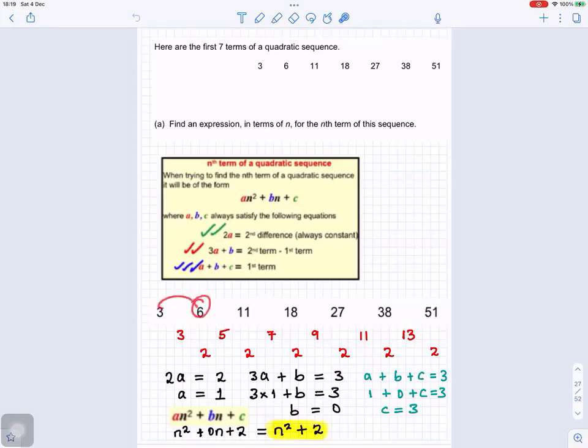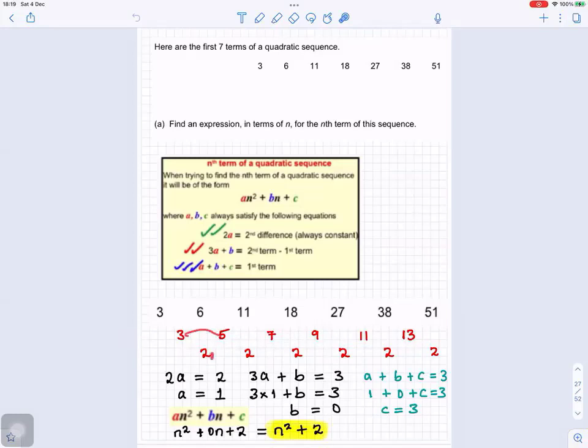6 minus 3 is 3. 11 minus 6 is 5. 18 minus 11 is 7. 27 minus 18, 9. 38 minus 27, 11. 51 minus 38, 13. So this is called the first difference.